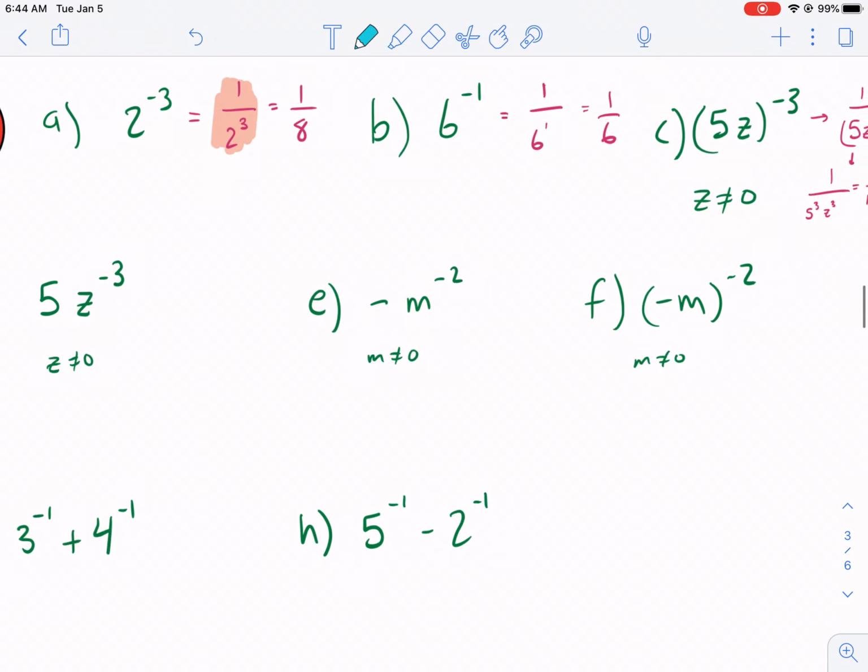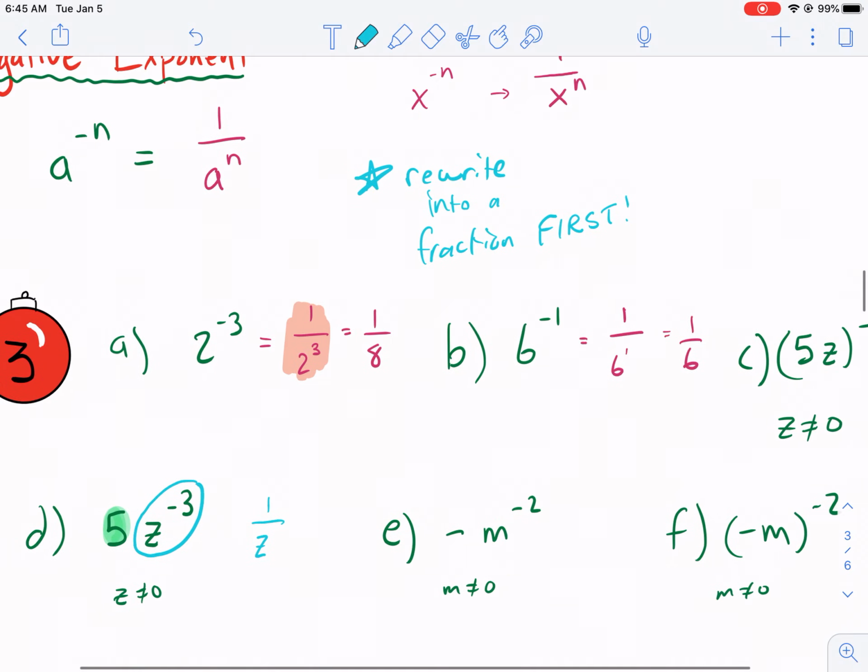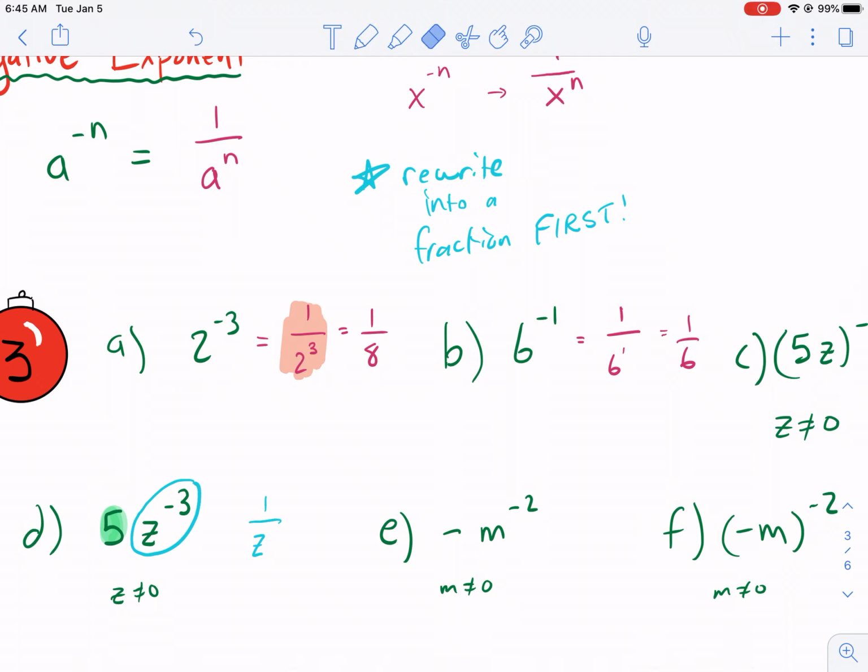Okay, so now this is very similar but different than letter C. So we have 5z to the negative third. Notice how there's no parentheses here? So what do we do? Well, the only one that has a negative exponent is this guy. The 5 doesn't have a negative exponent, so why should he have to move? This is a little confusing for people, so I'm trying to break this down as simple as possible. Because z has a negative exponent, we first need to rewrite him with a positive exponent. Rewrite into a fraction first, and then I guess I'll put this with positive exponent.